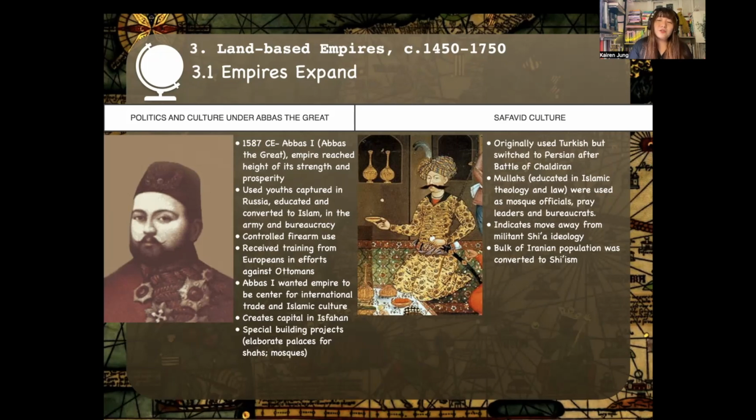The mullahs, who were educated in Islamic theology and law, were used as mosque officials, prayer leaders, and bureaucrats. And this indicated a move away from the more militant Shia ideology, and the bulk of the Iranian population eventually was converted to Shiism in this process.